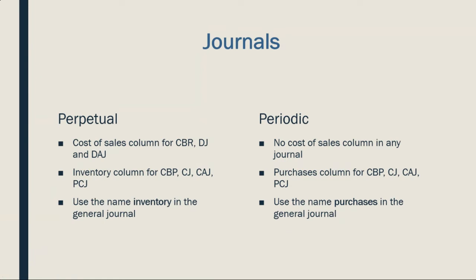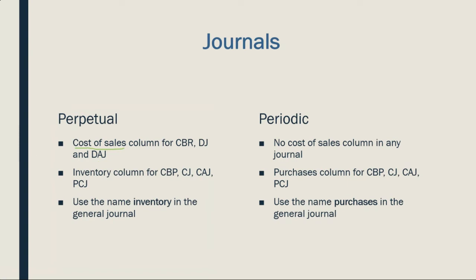Okay, so under the perpetual inventory system, we will have a cost of sales column in our cash book receipts, debtors journal, and debtors allowance journal. So every time we make a sale under the perpetual inventory system, we will reduce our inventory and we will actually debit and increase the cost of sales. So we are removing the stock when we sell it out of our inventory and placing it into cost of sales so that we can work out the profit of each sale as we make it, as well as update our inventory balances. So that would mean that the cost of sales would reduce our inventory account.